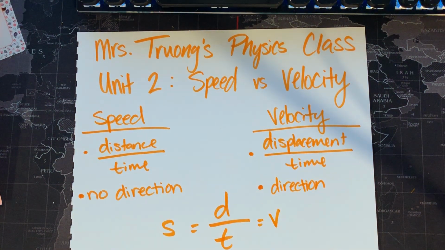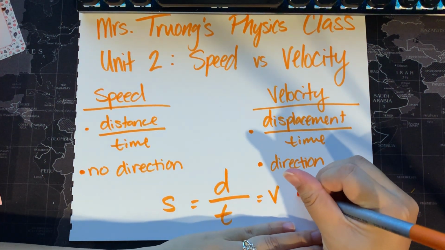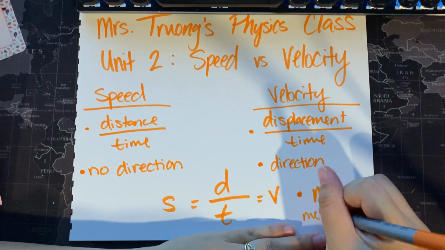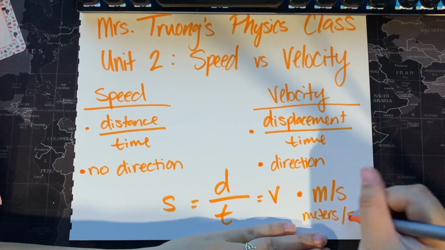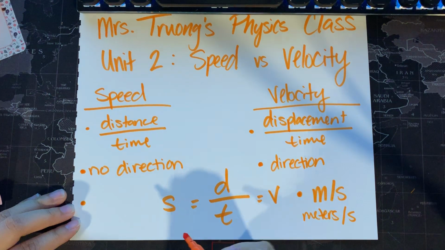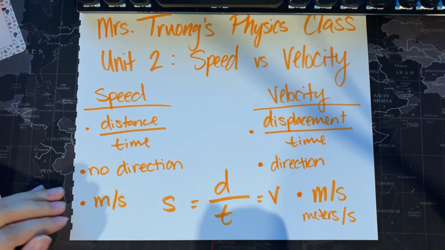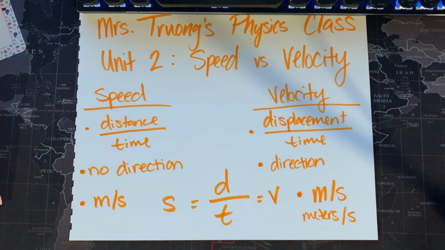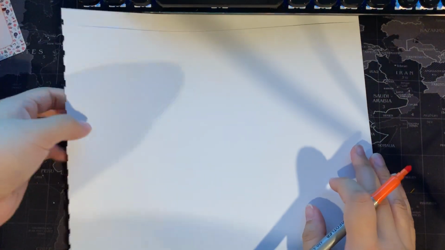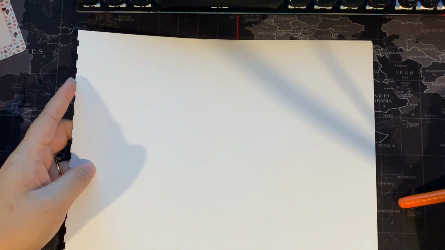But the main thing is that they're both measured in meters per second. Meters per second. That is your unit. You have to have your unit when you're working these equations. Meters per second. Alright. So let's do an example that you guys have.